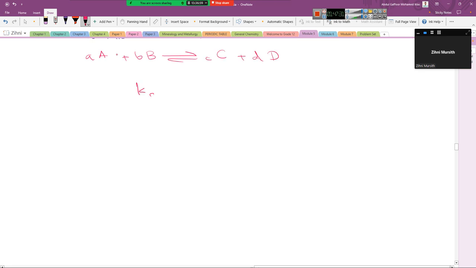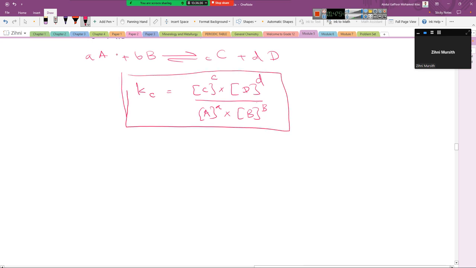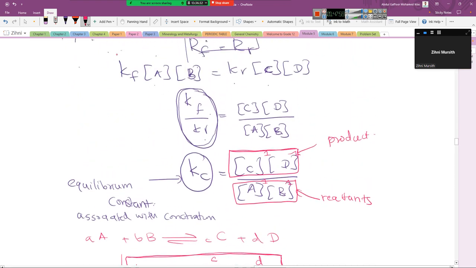aA plus bB becomes cC plus dD. Now Kc will be equal to the concentration of C, and the stoichiometric coefficient becomes the exponent of the concentration, [C] to the power c, into [D] to the power d, divided by the concentration of A to the power a, into the concentration of B to the power b. So this is the equation that you should remember. And this is the proof.